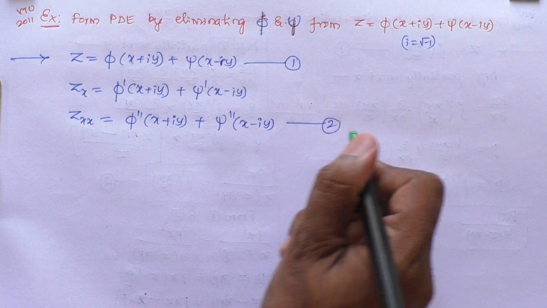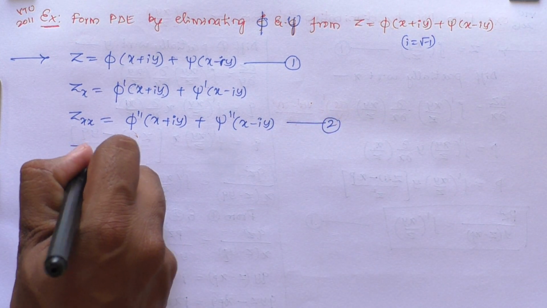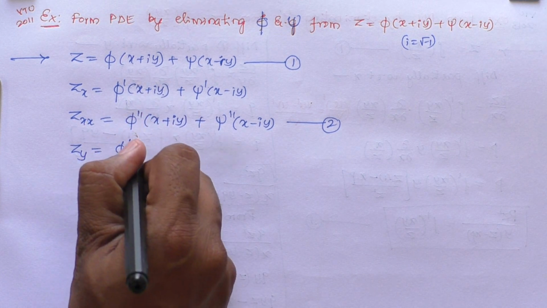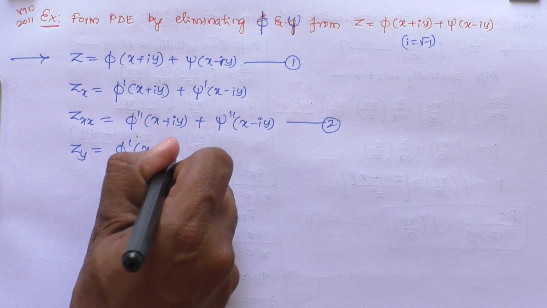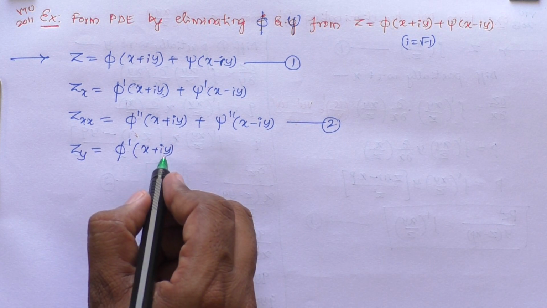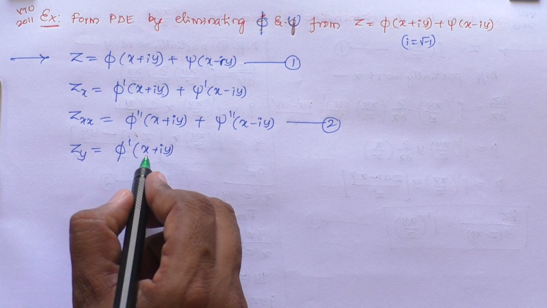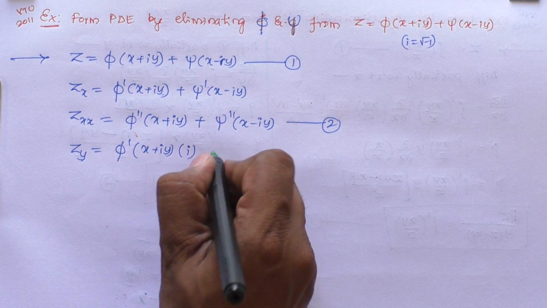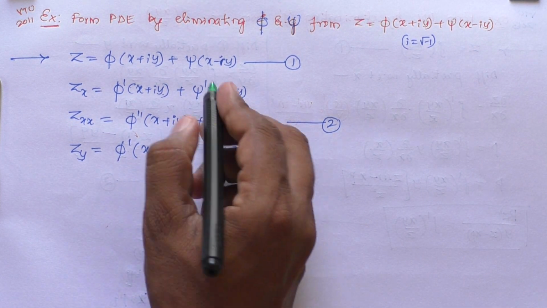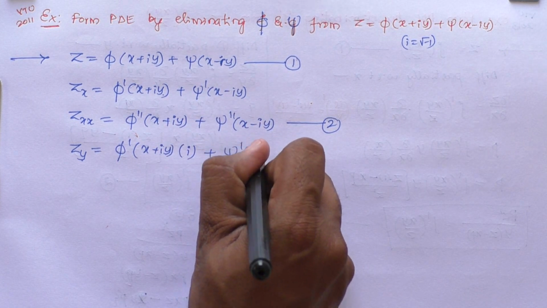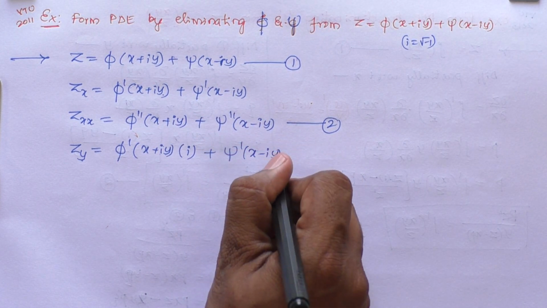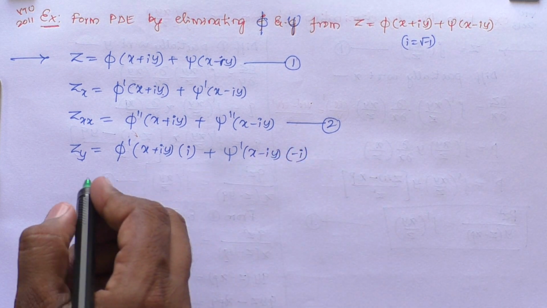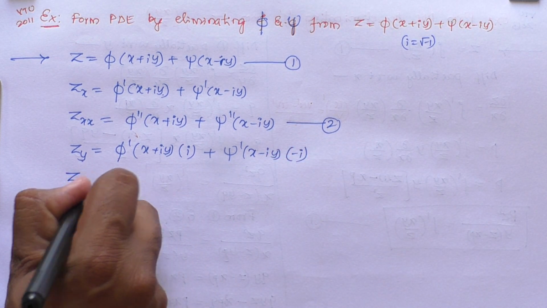Take this as equation number 2. Now zy, with respect to y. So phi differentiation, phi dash (x plus iy), with respect to (x plus iy). Differentiating with respect to y, the multiple of y is i, so we need to multiply by i. x is constant. Then psi dash (x minus iy): differentiating with respect to y, the multiple of y is minus i, so you multiply by minus i.